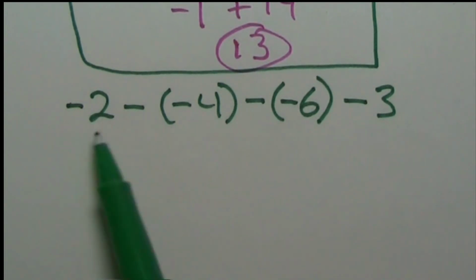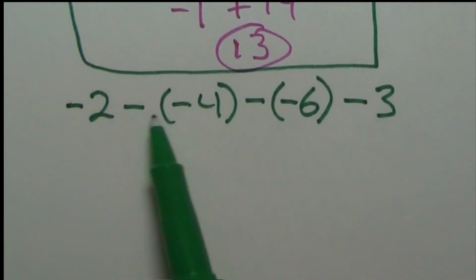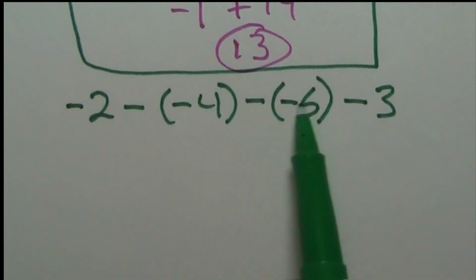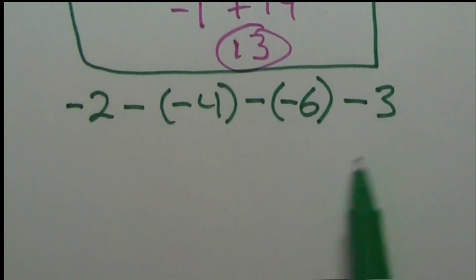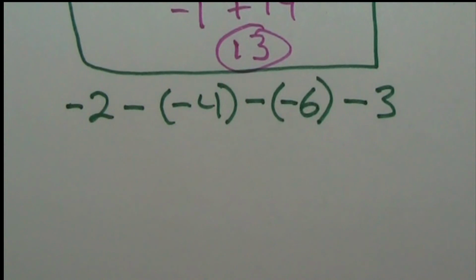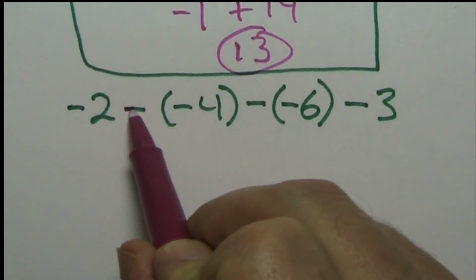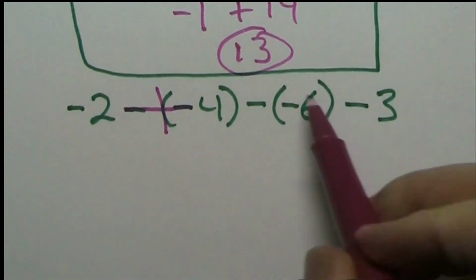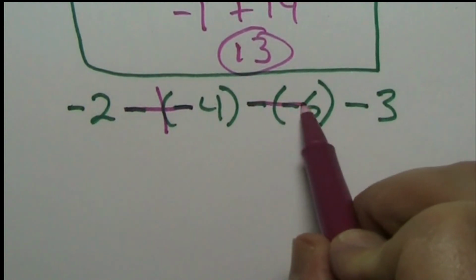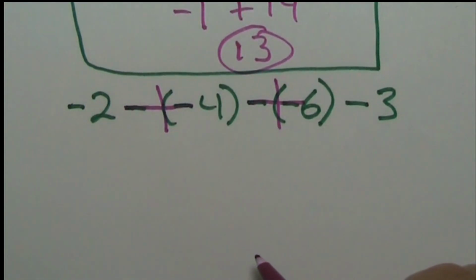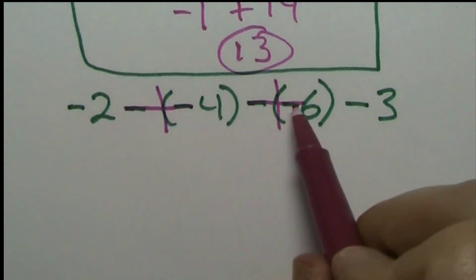Okay, this is a complicated one. We have negative 2, double negative 4, double negative 6, minus 3. Okay, our first step is to take care of any double negatives. Well, here's a double negative, so that's nothing more than a big plus. Here's a double negative. That's a big plus. And that's it. That takes care of the double negatives.